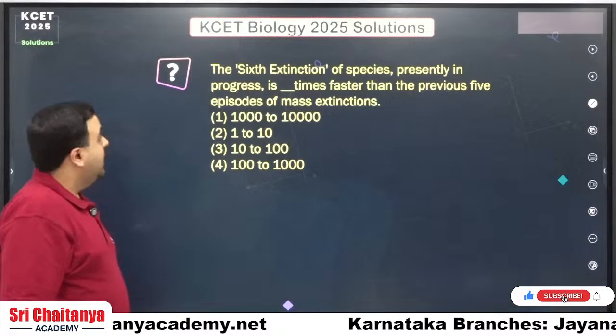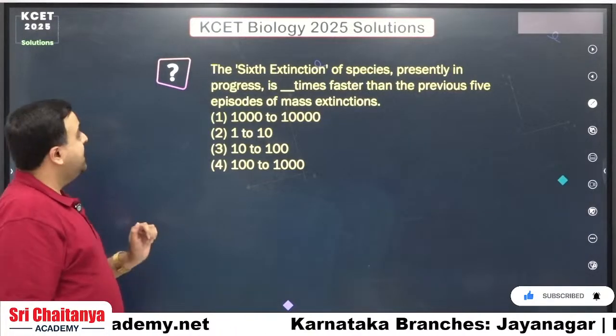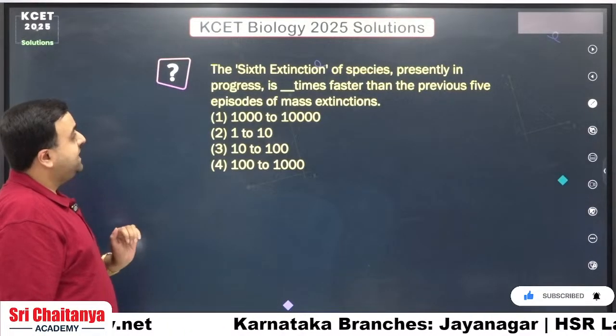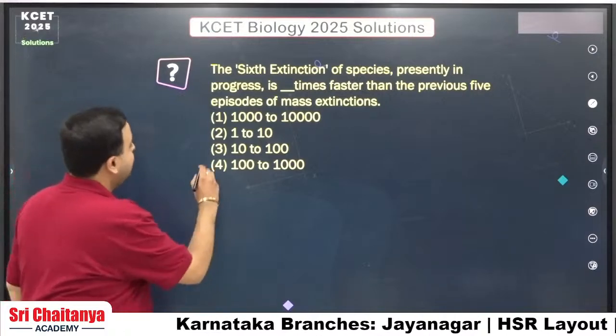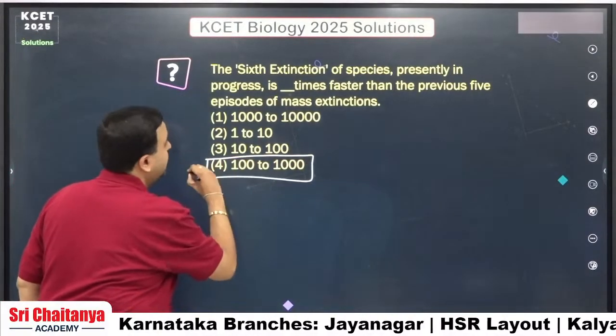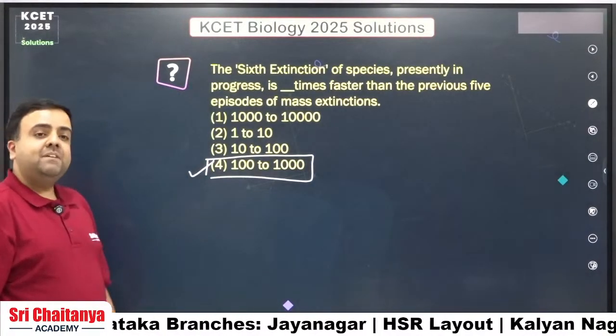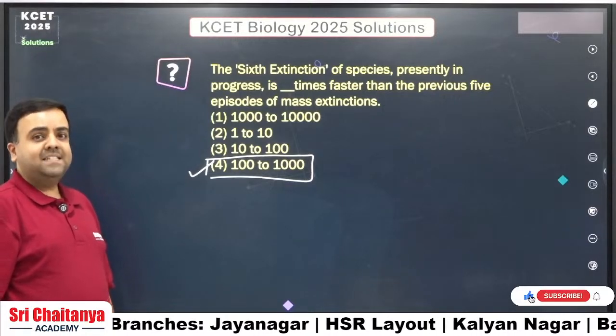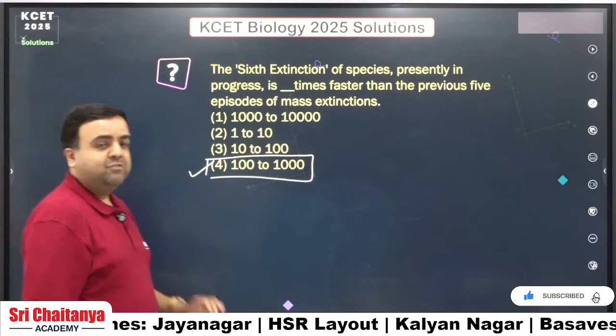Next question. This is from the chapter Biodiversity. The sixth extinction of species presently in progress is 100 to 1000 times faster than the previous 5 episodes of mass extinction. This is a direct question from the textbook.